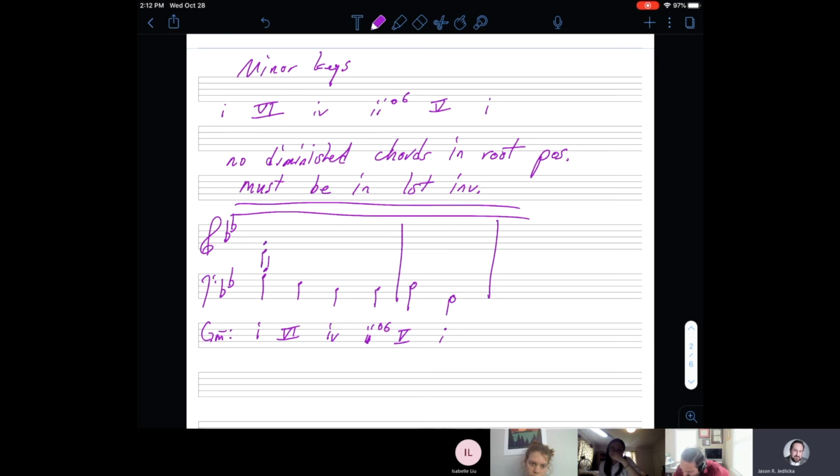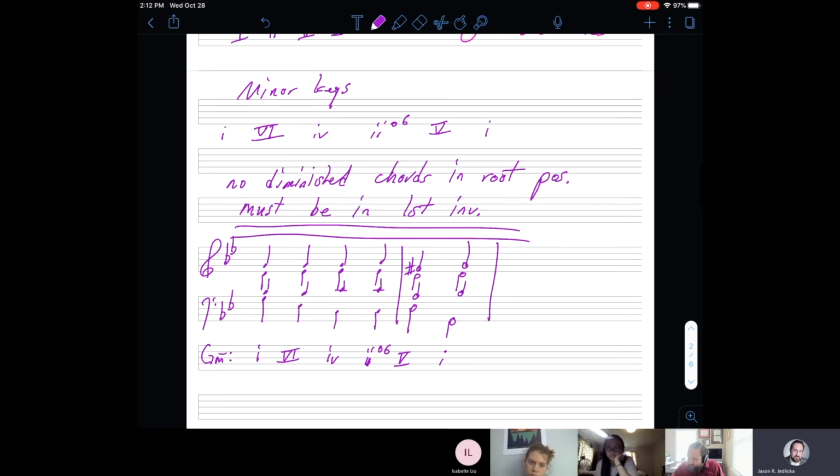So here, and then here. And then we'll double the third there, the third of the chord. And of course now we need to manually raise the leading tone, right? You want a strong authentic cadence there. So that's what that looks like.